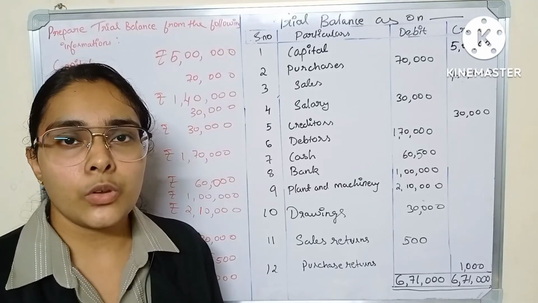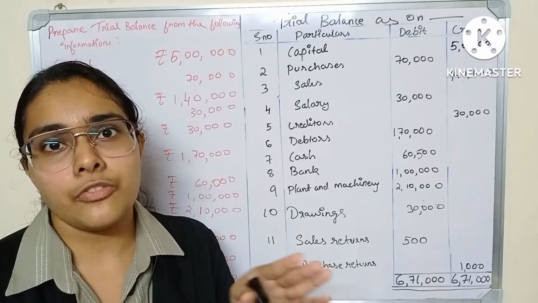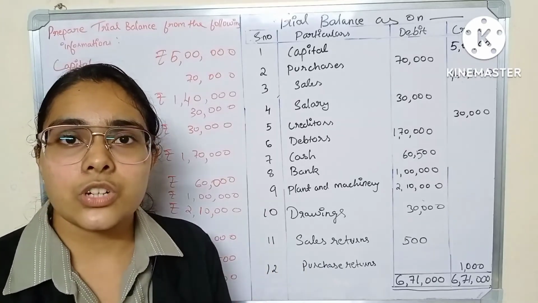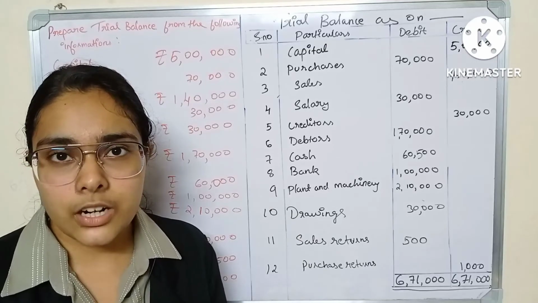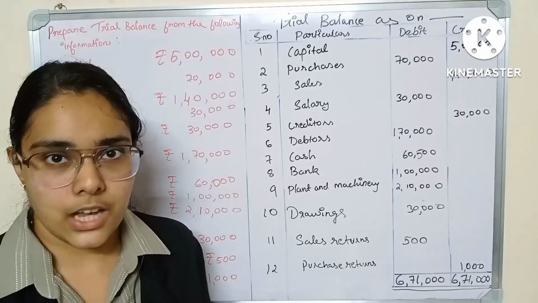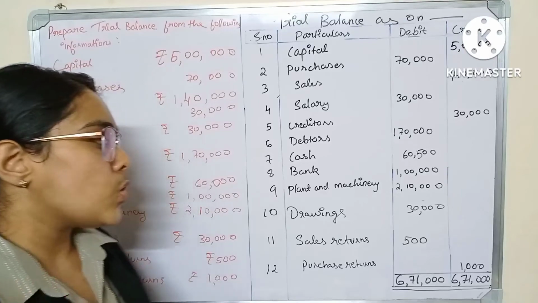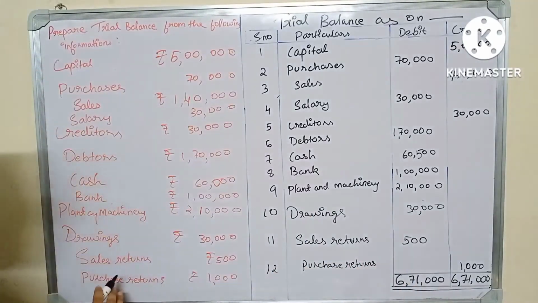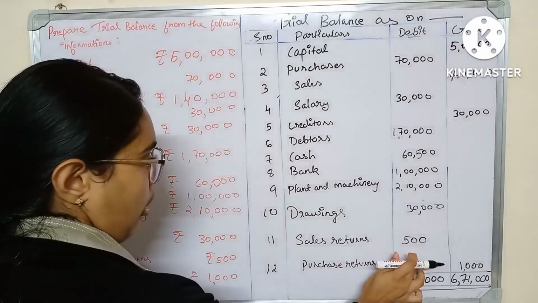So you will just treat it opposite to sales. If sales is an income and it is credited, sales return will be opposite to that. That means sales return will have a debit balance, just the opposite of sales. So I have written the amount of sales return in the debit column.